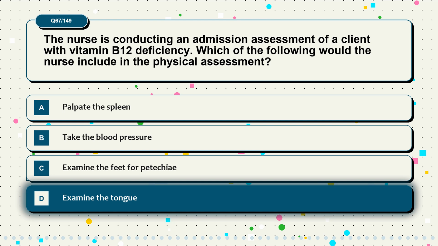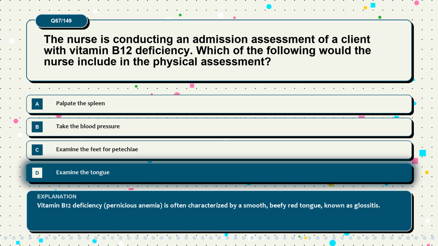The correct answer is option D, examine the tongue. Vitamin B12 deficiency, pernicious anemia, is often characterized by a smooth, beefy red tongue, known as glossitis.